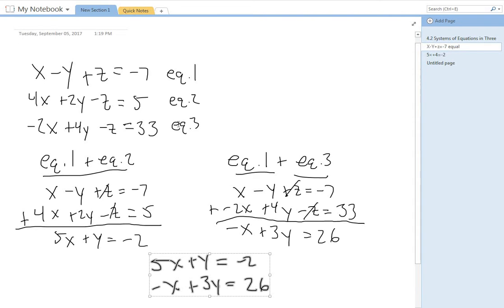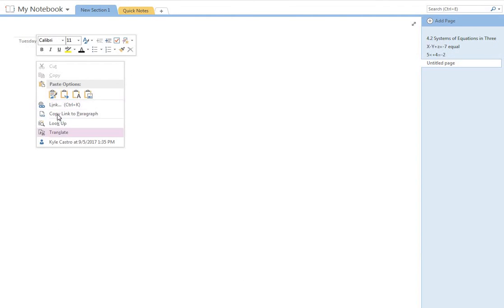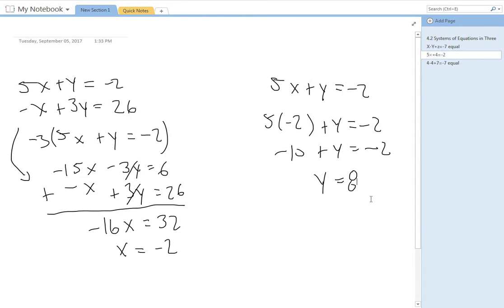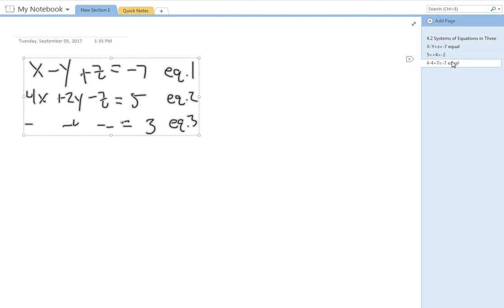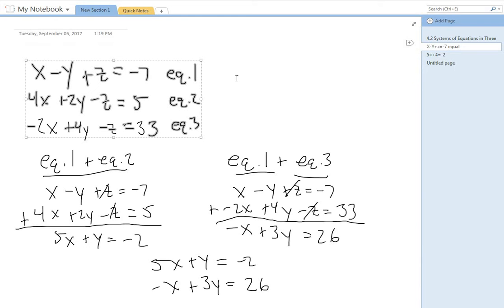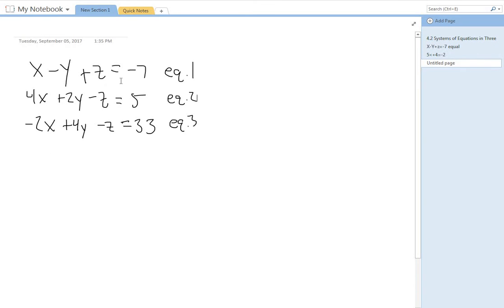If I go back to the system of equations in three variables, these are the equations that we're trying to solve. But what I currently have is x equal to negative 2, y equal to 8. So I'll rewrite that so that we're clear that x equals negative 2, y equals 8. Oh no, something happened to my lettering here. Maybe I didn't copy it all. Let me go back. Let's try this again. All right, there we go.